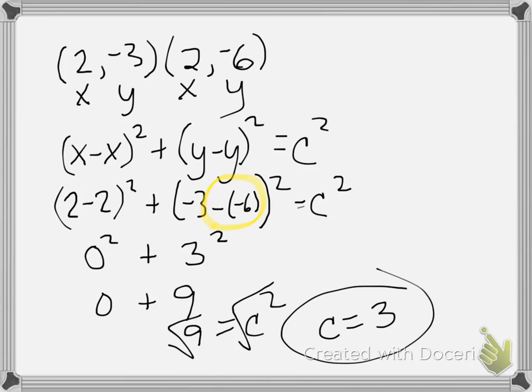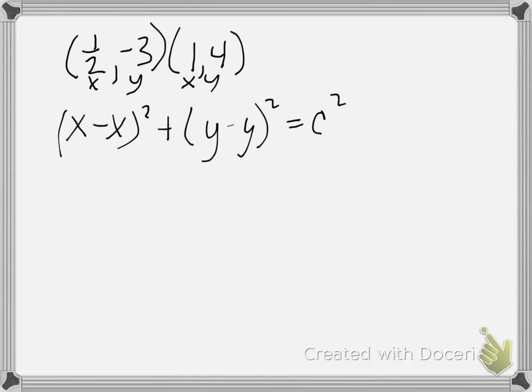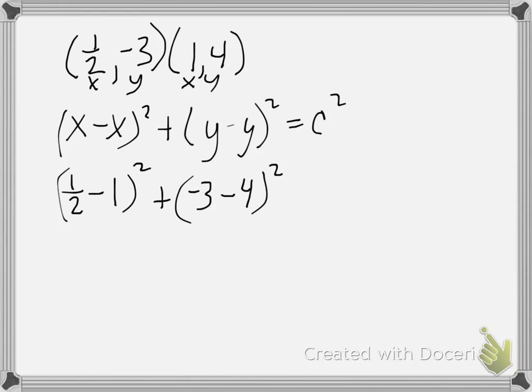Okay, and let me throw a fraction in there, just so you have a more difficult one. So one more problem. So here's a problem, just making it a little bit harder, throwing some fractions in there. They might throw decimals at you. So again, you have your x and your y's, and you're going to subtract your x's and square them. Subtract your y's and square them, because you're finding the distance between the 2 points. And that's going to equal c squared. So I have 1/2 take away 1 squared plus negative 3 take away 4 squared.